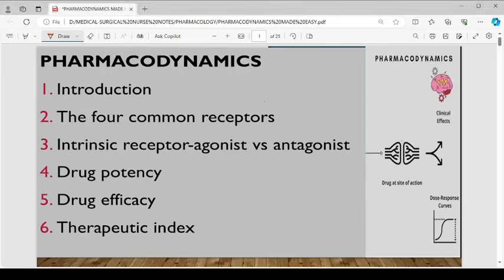Today we are looking at pharmacodynamics. In this lecture, we'll be looking at the introduction to these concepts, the four common receptors involved in the process, then the intrinsic receptor interaction, the antagonist-agonist concepts, then drug potency, efficacy, and therapeutic index will also be reviewed in these sections.